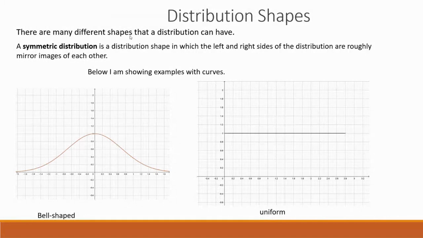One is actually called symmetric. A symmetric distribution, okay? That's where the left and right hand sides are roughly mirror images of each other. You know, there's some kind of center. We'll see what the center is. Usually it's going to be the average of the data values. But a symmetric distribution, that's where the left and right hand sides are mirror images of each other.